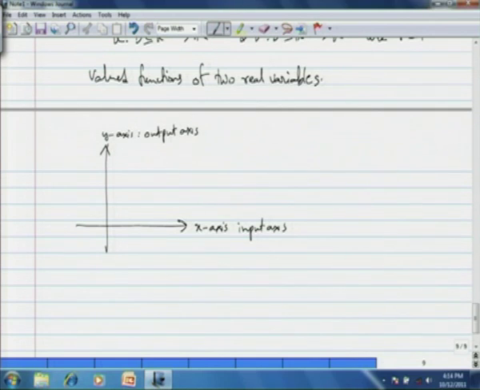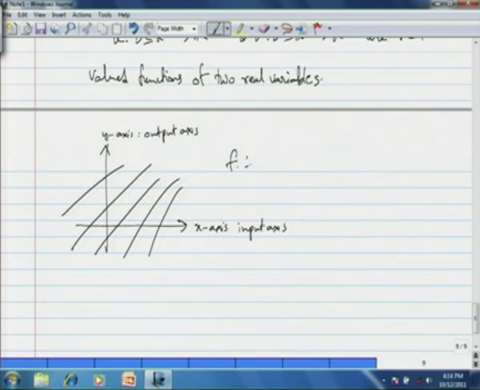So, we plot the inputs on the x axis and the outputs, which are real numbers, on the y axis. All in all, we needed a plane to visualize these functions from R to R, that is, f from A contained in R to R. So, the graph is some subset of the plane.